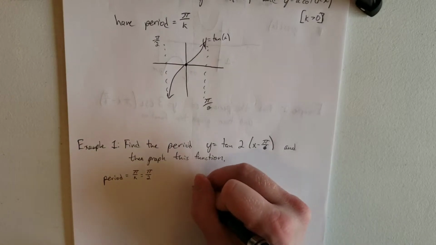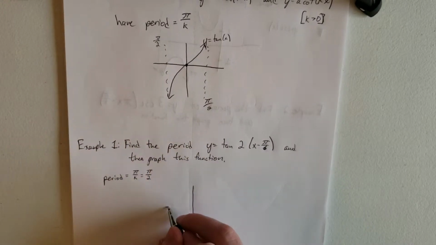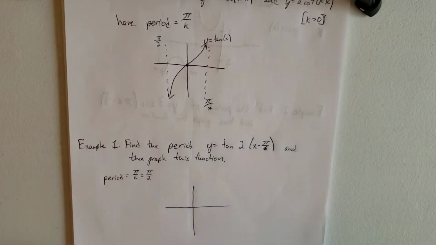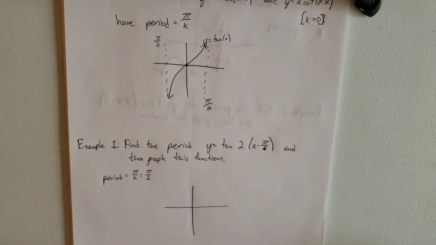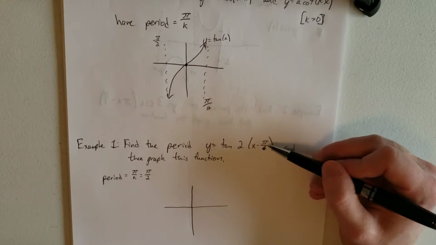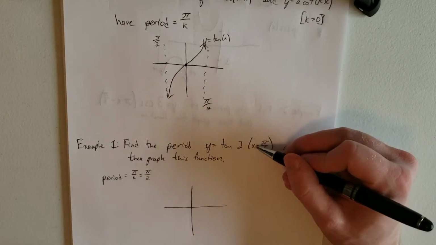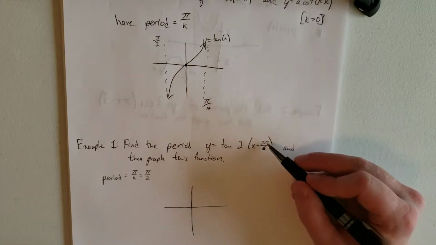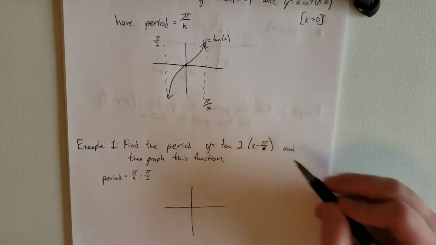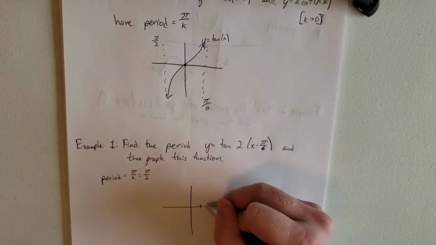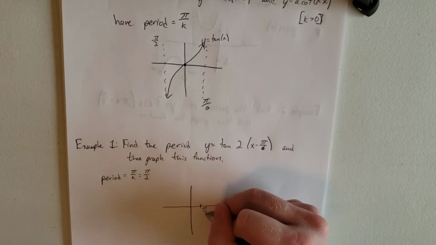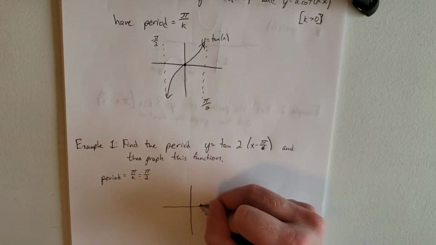And so let's draw this. Normally, we start at the origin, 0, 0. But this phase shift here says, right, we have x minus pi over 6. That means we move the function to the right by pi over 6 units. So if I move over to the right, pi over 6, I will plot a point there.